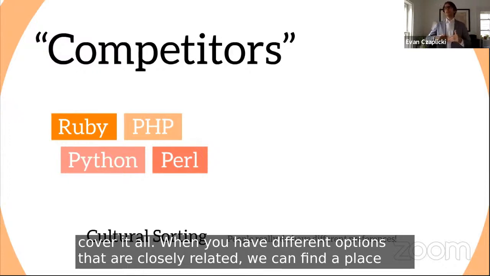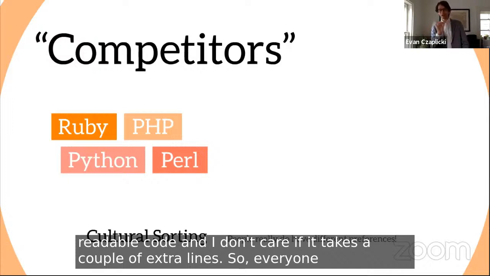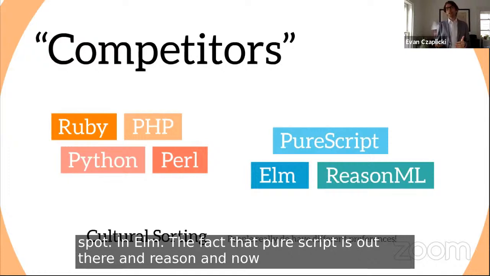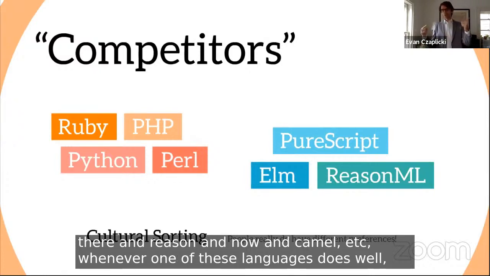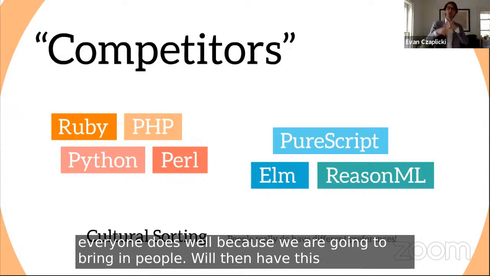Like maybe they value extreme freedom or extreme concision most, whereas someone else is like, I really want clear, readable code, and I don't care if it takes a couple extra lines. So everyone can sort of find a spot that works better. And so in Elm, like the fact that PureScript is out there and that ReasonML is out there, and more generally that like Clojure, ClojureScript, Haskell, OCaml, StandardML, etc. Like whenever one of these languages does well, everyone does well because they're going to bring in new people, and then you're going to have this cultural sorting of people finding where they feel the most comfortable.